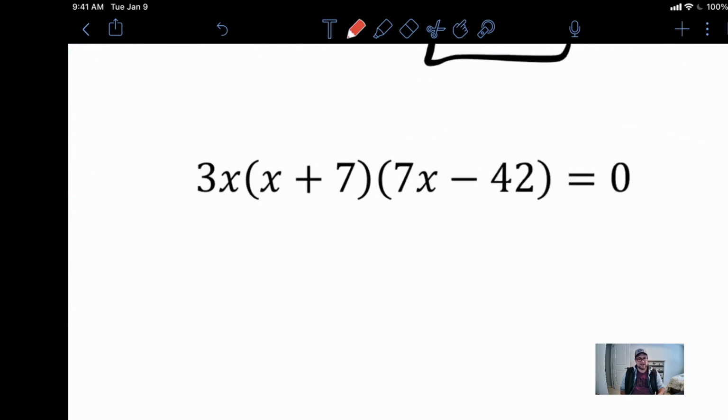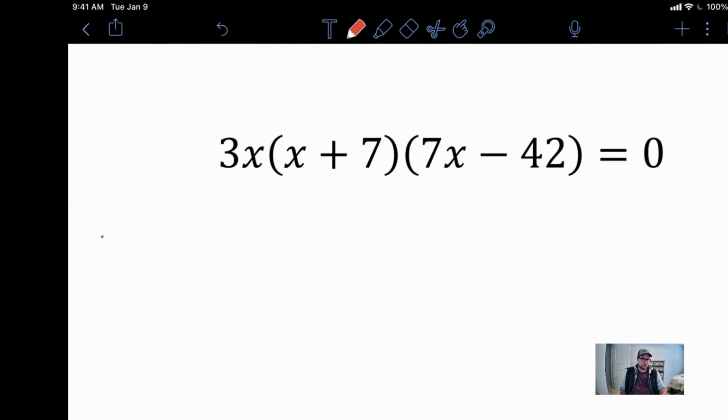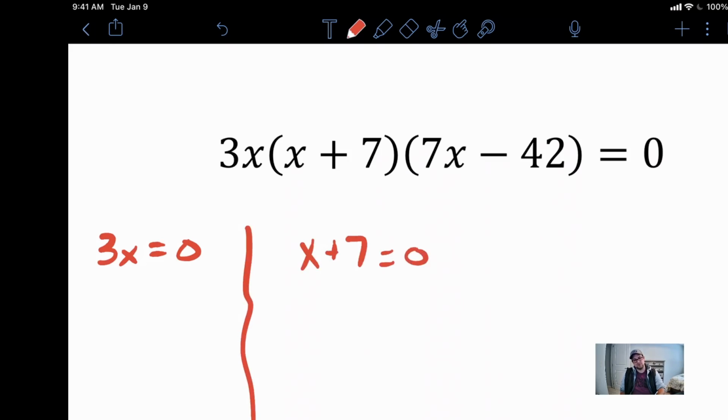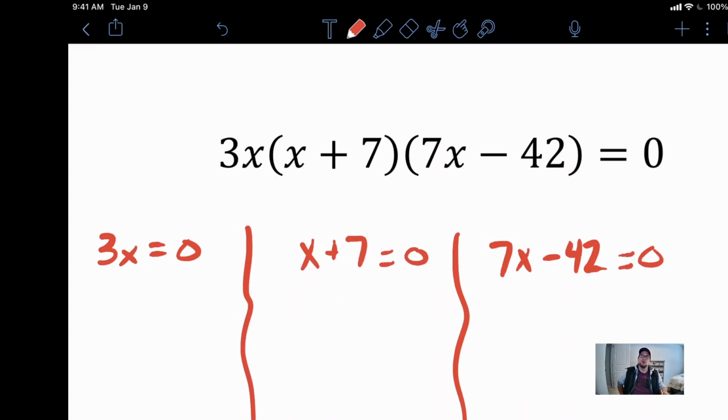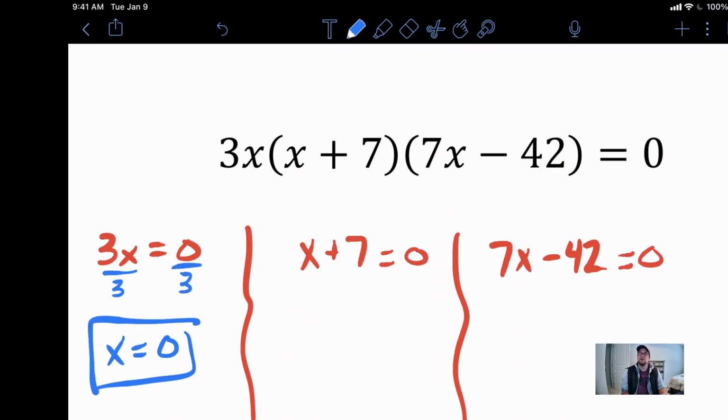Here's our last problem of the day. First, start out by organizing. So we're going to get 3x equals 0, x plus 7 equals 0, and 7x minus 42 equals 0. Once you get all of those alone, then what you want to do is figure out the x that's going to make it work. So we're going to divide by 3 to get x alone, and we'll get x equals 0 divided by 3 is just 0.